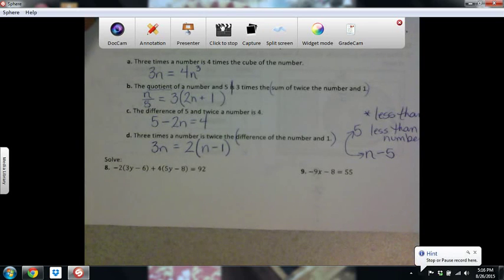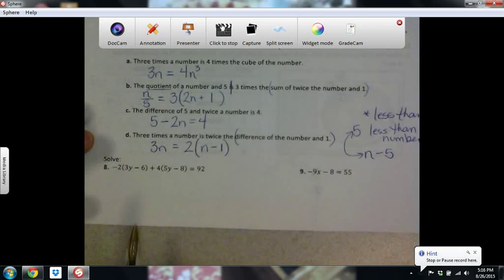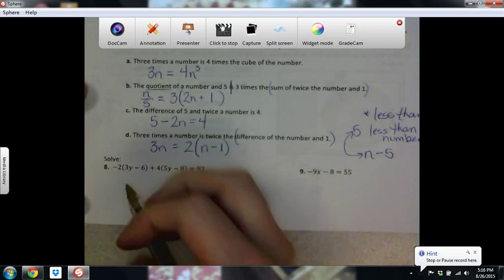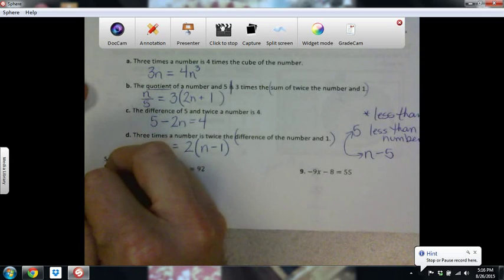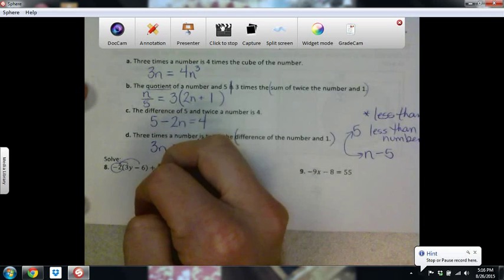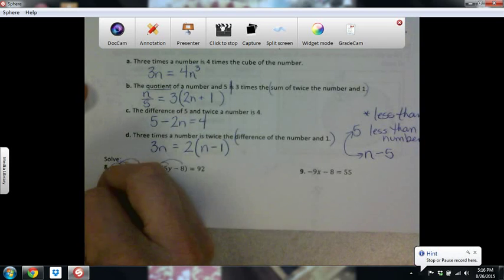Questions 8 and 9 ask you to solve for the variable. So if I look at number 8, it seems very complicated, but the first thing that I'm going to do is distribute. So I'll distribute the negative 2, and remember I'm distributing a negative here, and I'll distribute the positive 4. So I'm going to get negative 6y plus 12.